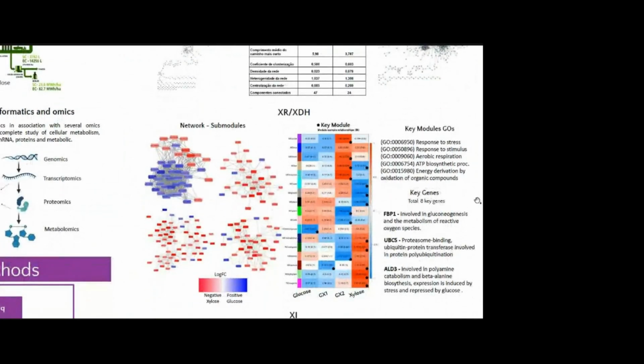we found 8 submodules with ENCODE, and here I chose the main 4. And we use the data from the differential expressed genes to check which module is more important during the consumption of glucose or xylose. Here in red, we see genes with negative log FC, which means mainly expressed during the consumption of xylose. And in blue, genes that have positive log FC, which means mainly expressed during the consumption of glucose.